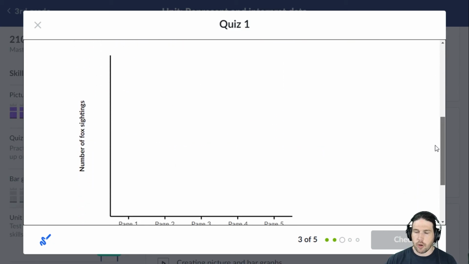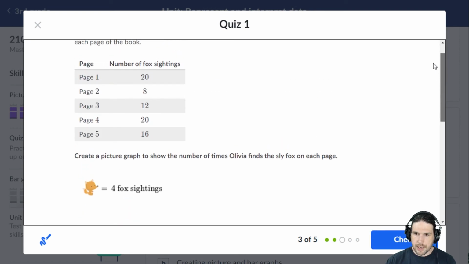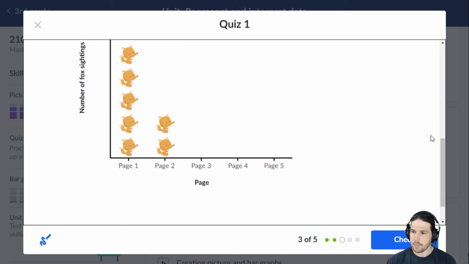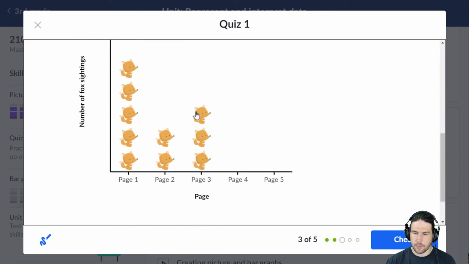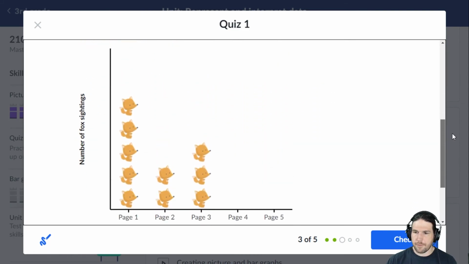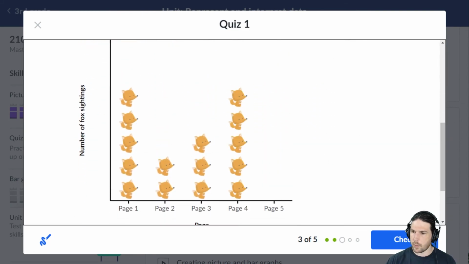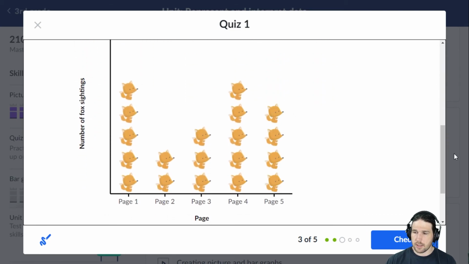Create a picture. Okay, so on page 1, there's 5. On page 2, there's 2, because 8 divided by 4 is 2 pictures. Page 3, 12 divided by 4 is 3. Page 4, 20 divided by 4 is 5 again. There we go. And then 16 divided by 4 is 4.